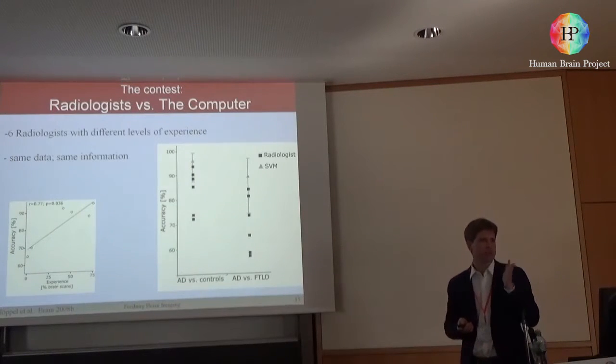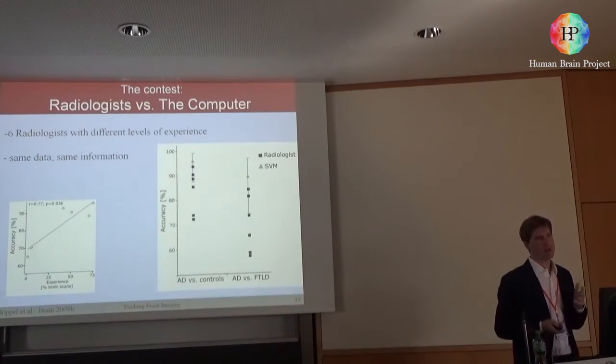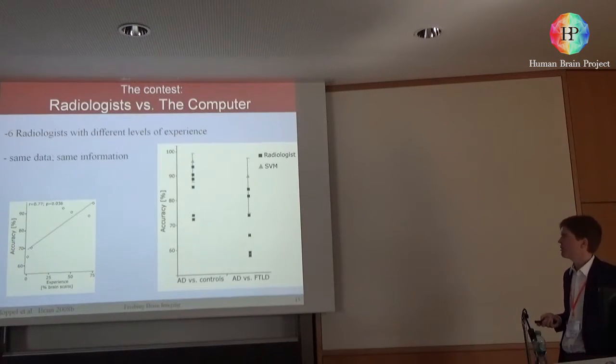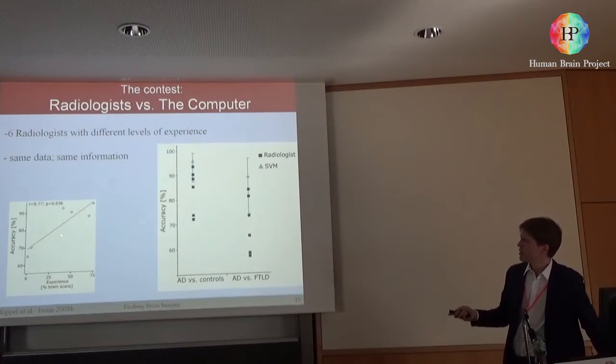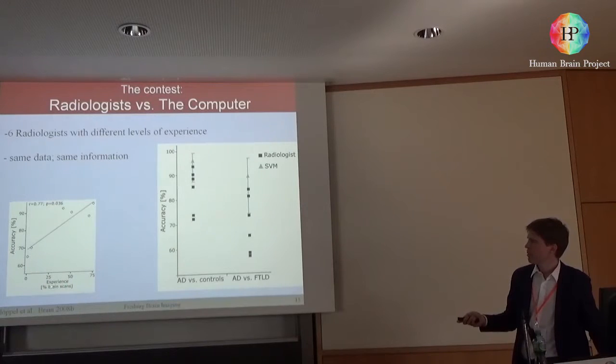It's an early version of Watson against the clinician. It is a comparison between the accuracy we got from the support vector machine and providing this exact same data to radiologists. And this slide, I think, is also important in the context of the difference between a specialized memory clinic at the university and what you have in the primary healthcare system. What you see on the left-hand side is a correlation between the experience, as percentage of brain scans in their daily workload, and the accuracy they have in identifying Alzheimer's dementia.